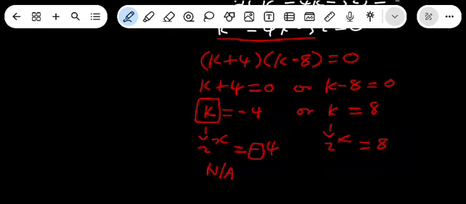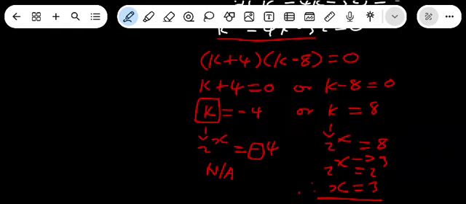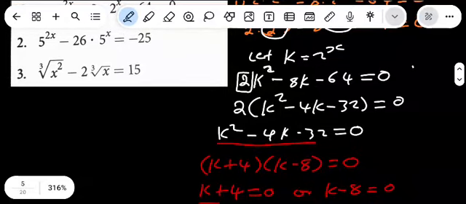Let us solve for this other one. Here we have 2 raised to the power of x equals 8. You can write 8 the same as 2 raised to the power of 3. Therefore, the bases are the same, so we equate the exponents. x will be equal to 3. So you'll have your answer: x is equal to 3. That's the value of x for the first problem.